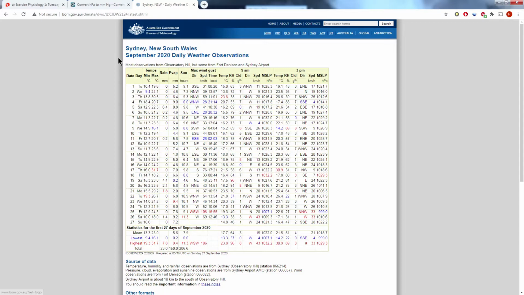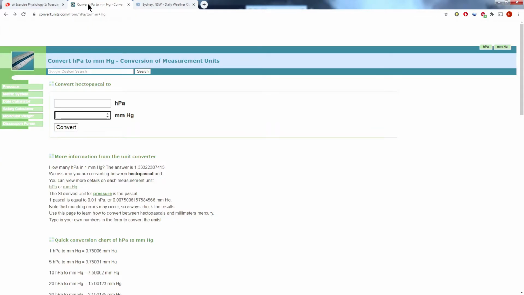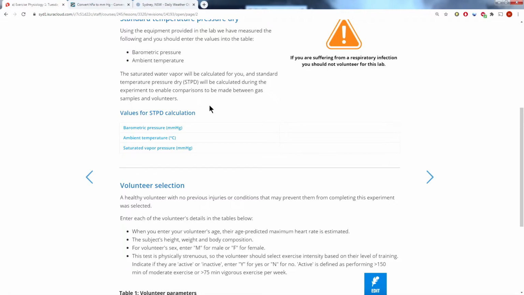And here we are on their website looking at past data, and we're looking at Sydney, and we're looking at September. So if we scroll down to the 21st of September and read across, then we get a value of 1011.5 hectopascals. Now we need that pressure in millimeters of mercury, and so if we pop across to a units conversion website that converts hectopascals to millimeters of mercury and enter our details, click convert, and now we have pressure for that morning in millimeters of mercury, and I'm going to leave it to you to enter that data into the table on page 2 of your Kuracloud notes.